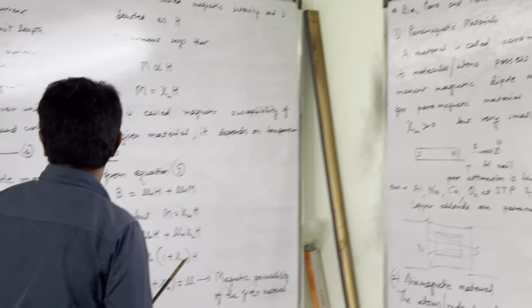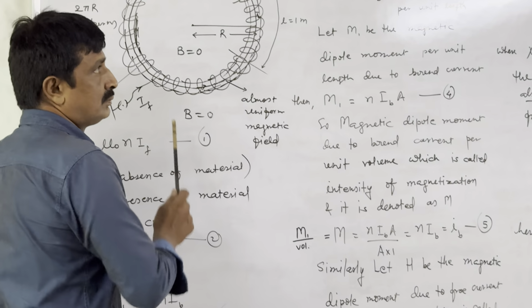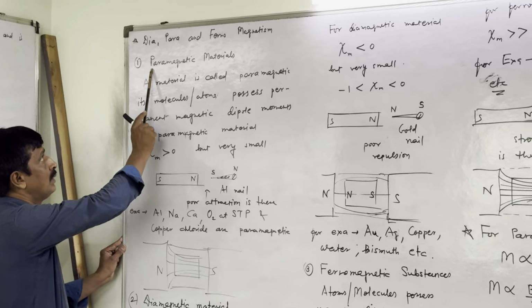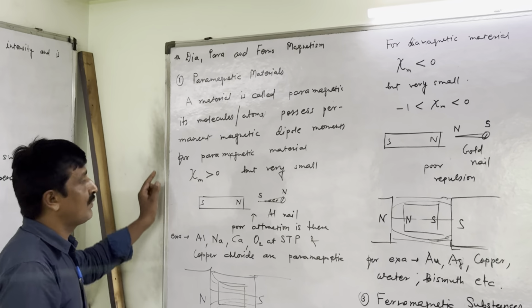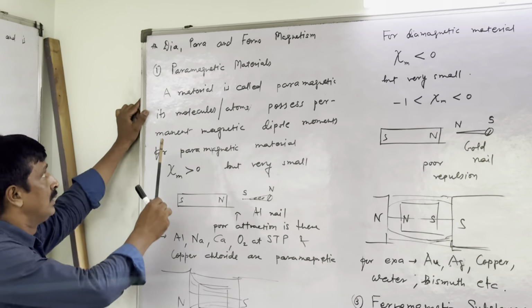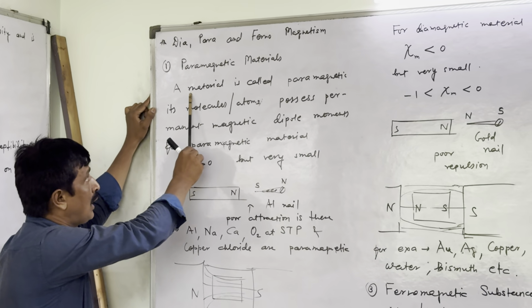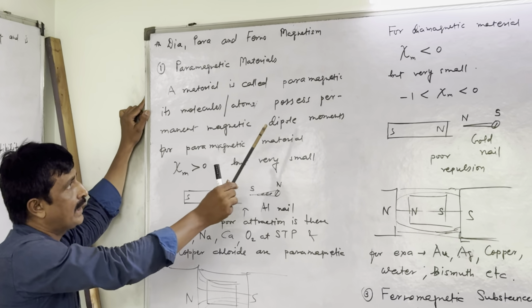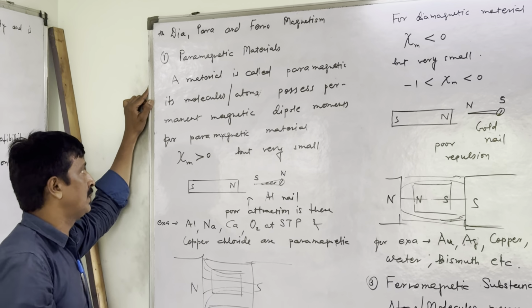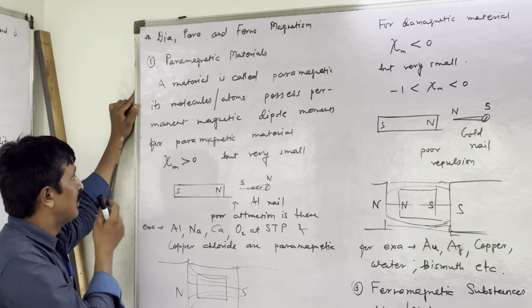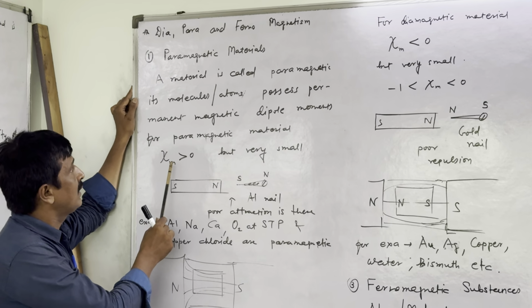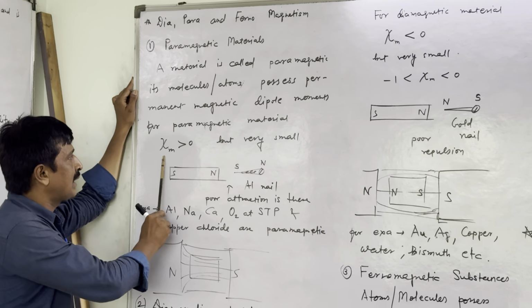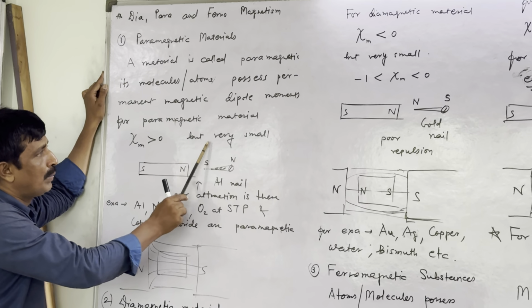Now, according to magnetic property, we classify materials into 3 categories: paramagnetic, diamagnetic, and ferromagnetic. So what are paramagnetic substances? A material is called paramagnetic if its molecules or atoms possess a permanent magnetic dipole moment, that is, a permanent magnetic dipole. For paramagnetic material, chi is greater than 0, but very small.